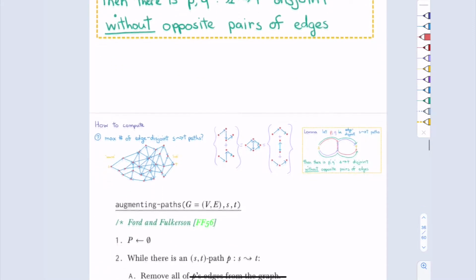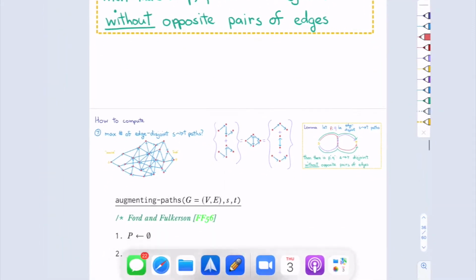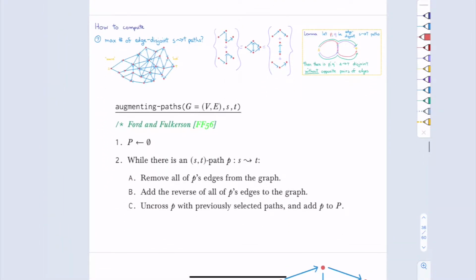So here then is the algorithm called the augmenting path algorithm. It's very similar to the greedy algorithm, but it's going to leverage this canceling out trick. Let me first explain the algorithm. Initially it's the same: while there's a path, take the path and remove all the edges from the graph. That's just like before.